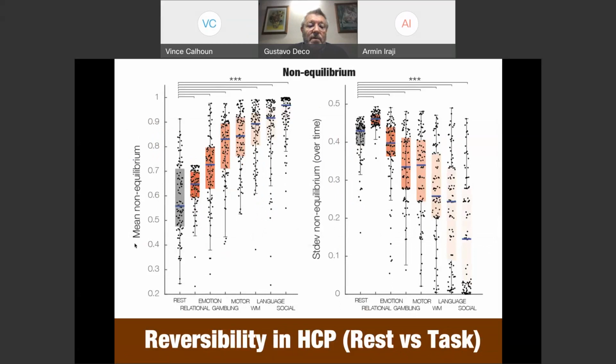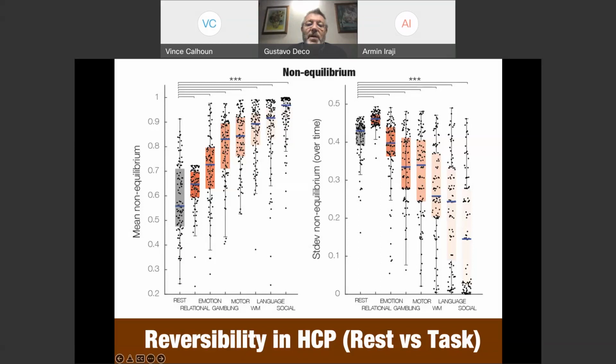But now we are analyzing not only rest, but we are analyzing all the task conditions. As you know, we have 7 different task conditions in the HCP, and it's very interesting to see how they are ordered in terms of non-equilibrium. This is one take-home message.